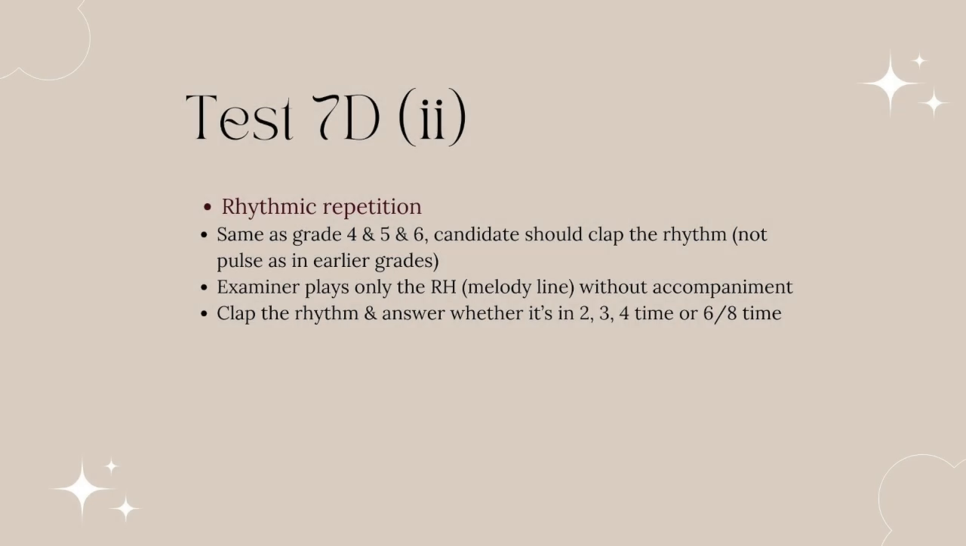Rhythmic repetition. Same as grades 4, 5, and 6, the candidate should clap the rhythm, not pulse as in earlier grades. The examiner plays only the right hand, which is the melody line without accompaniment. Clap the rhythm and answer whether it's in 2, 3, 4 time or 6/8 time.